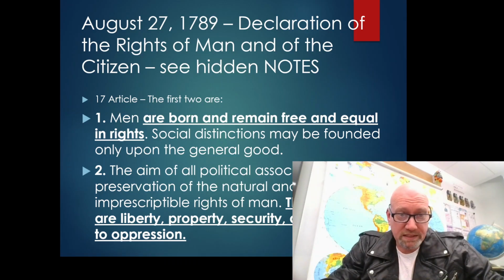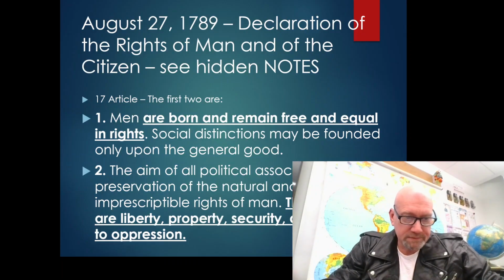(1789) The Declaration of the Rights of Man and the Citizen. Article 1. Men are born and remain free and equal in rights. Social distinctions may be founded only upon the general good. Okay, notice what's missing. Women are missing, which is why Olympe de Gouges responded with the Declaration of the Rights of Woman and the Female Citizen. The other issue is this wasn't equally applied out into the colonies.